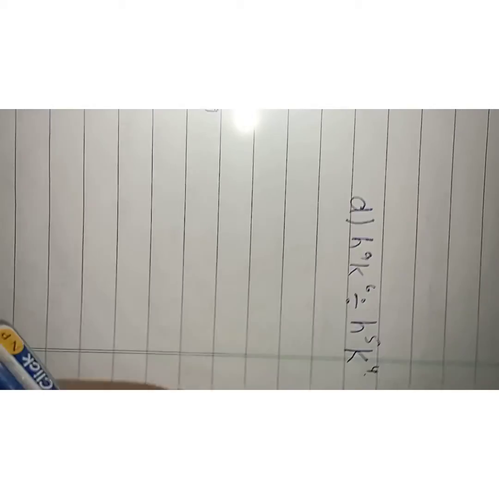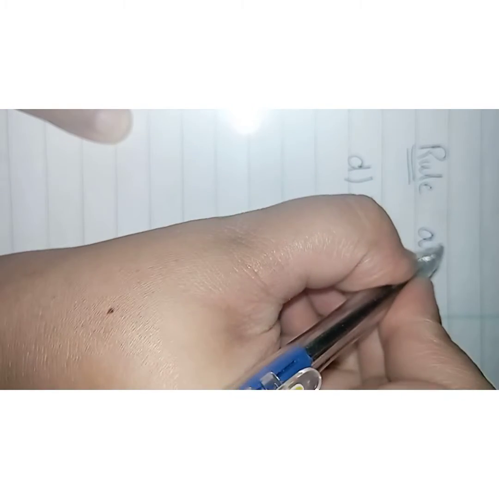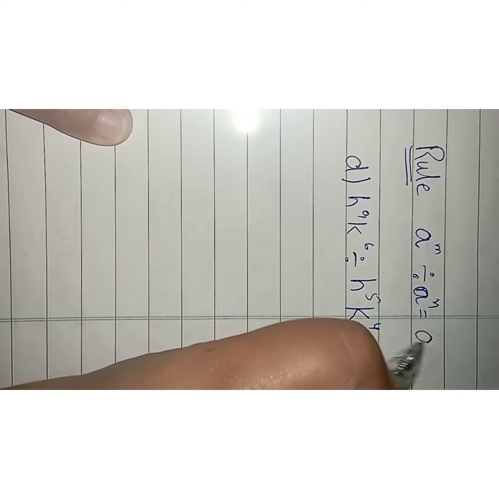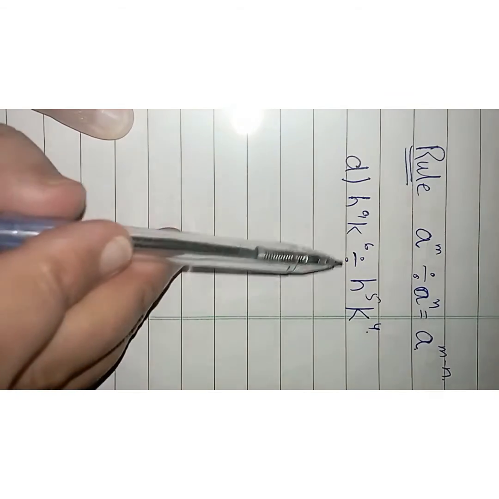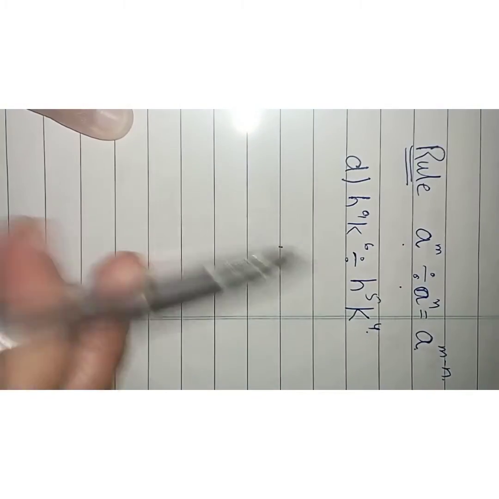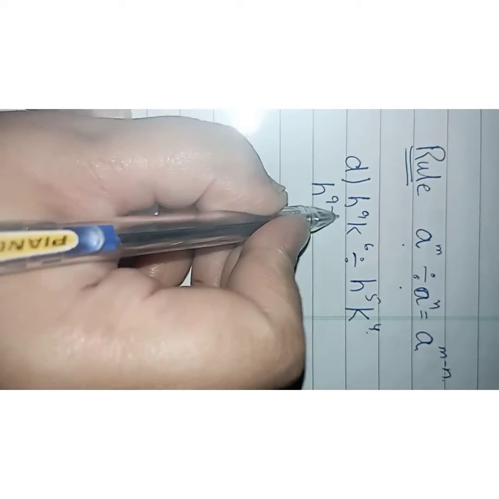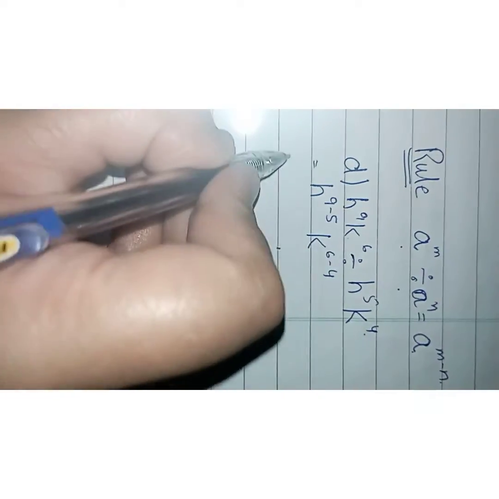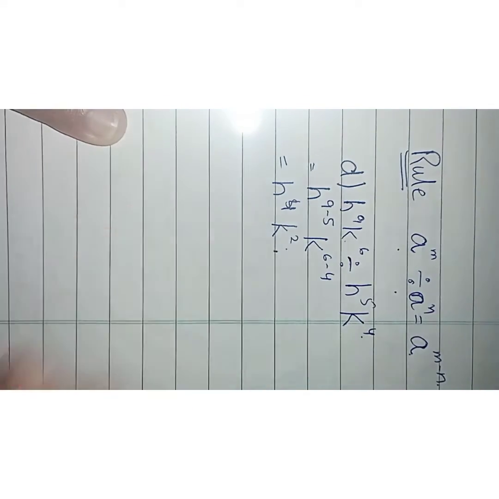For this we will use a rule. When the same bases are being divided with different powers, the bases are the same, so we write the base once and the powers are subtracted. Similarly, we use this power rule over here, and it will become h9 divided by h5, that is h9 minus 5, k6 divided by k4 is k6 minus 4. So we will have h4 and k2.